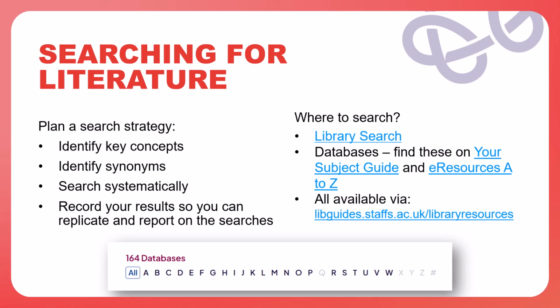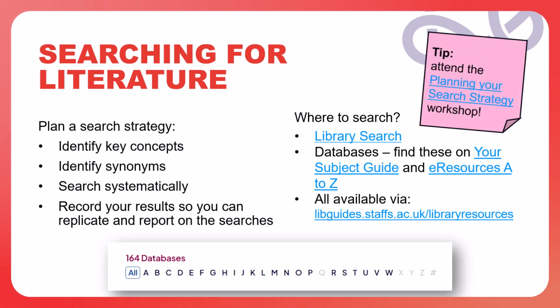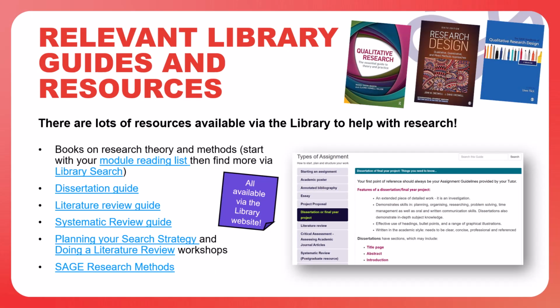A word about searching for literature. You will need to plan a search strategy that identifies the key concepts in the topic, identifies synonyms that relate to those, that will allow you to search systematically and record your results. You can do this via Library Search, which allows you to search a lot of the databases that are indexed within it, or you can use specific databases, and your level of study may dictate which of those options you use. There is a Planning Your Search Strategy workshop, so we'd strongly recommend you attend that. And there are also lots of library guides and resources available to support you with your research.